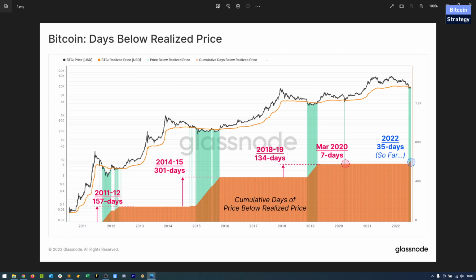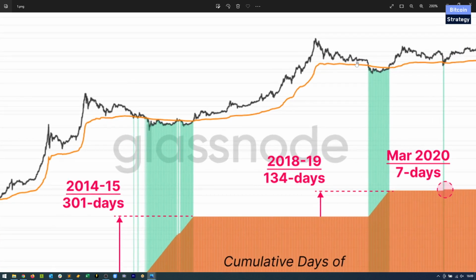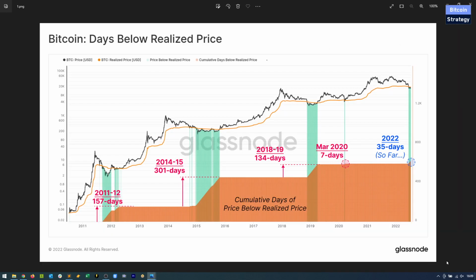Now, what's the realized price? The realized price is this orange line over here, and it is derived from on-chain data. So we look at the blockchain of Bitcoin and we look at what specific price a Bitcoin moved at the last time. And so we look at all of those wallets, we average out the price, and what we then get from this is what's in aggregate the price people likely have acquired Bitcoin for.